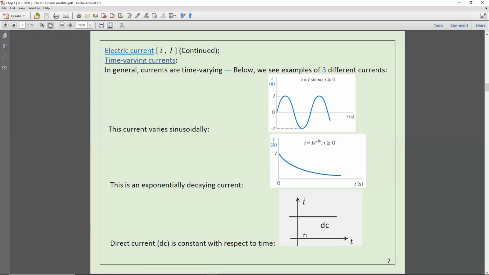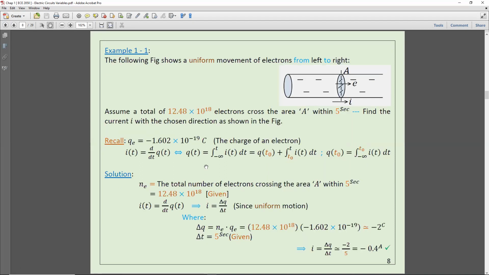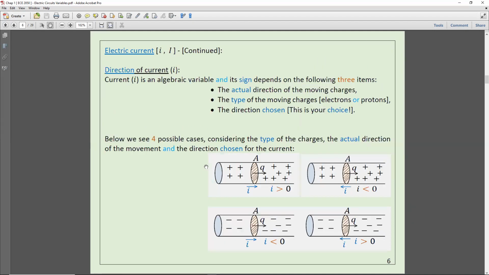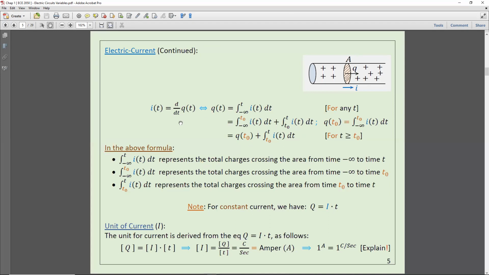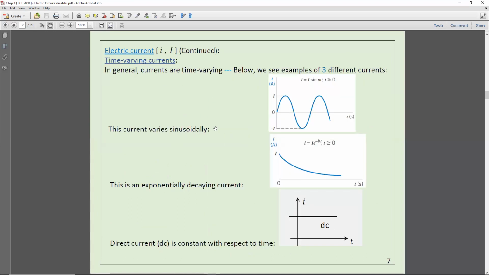Okay, constant I does not fix it. In this case we call it DC, or direct current. Direct current, DC. Okay. Let's now have some examples to understand how this works. The examples should focus on these two formulas I did before: given Q, how can you calculate I, or given I, how can you calculate Q in different ways?